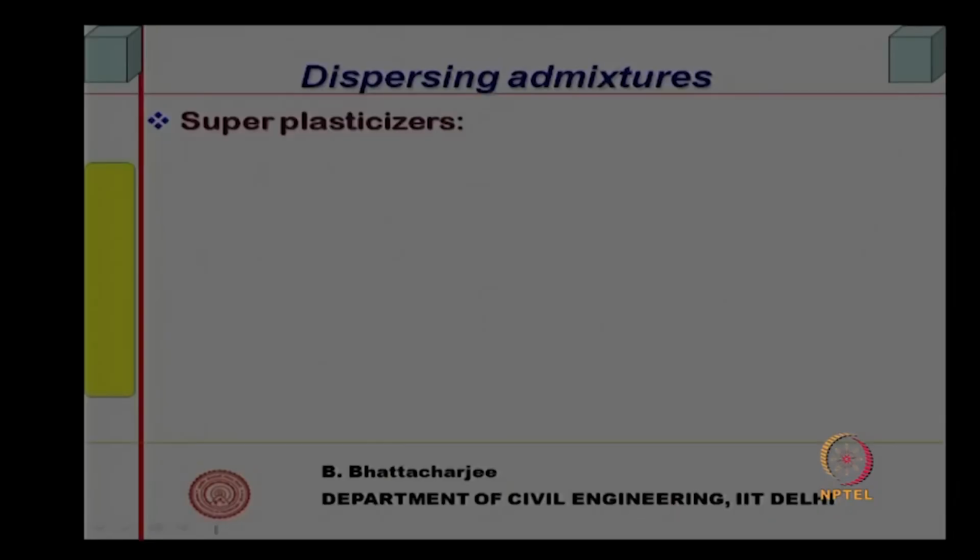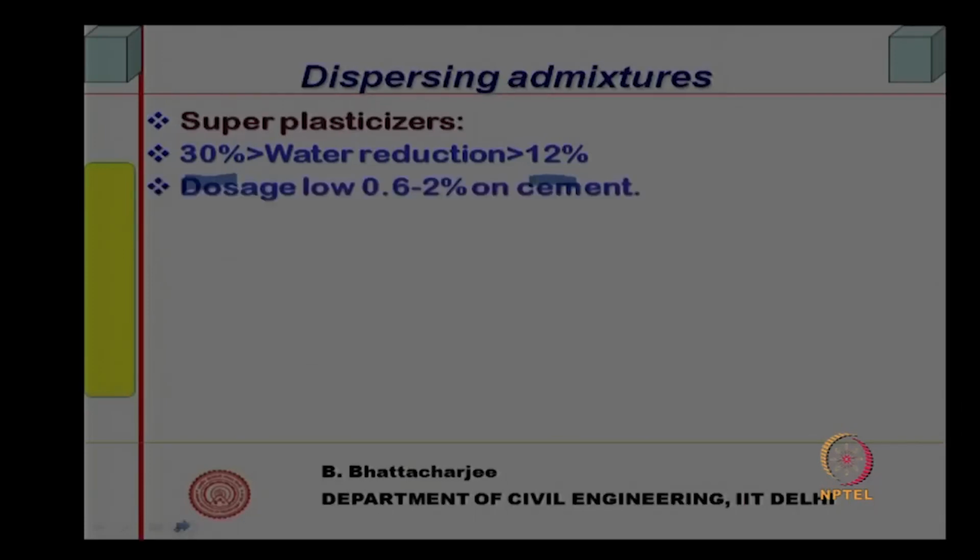Superplasticizer is the next variety, which reduces the water by 12% to about 30%. So, water reduction is 12% to 30%, and the dosage of course is now higher.